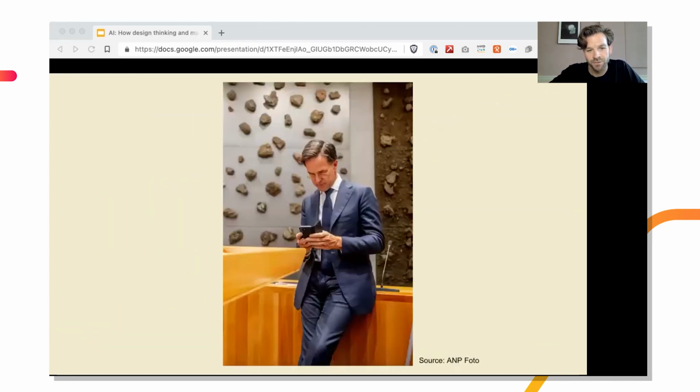Does anyone know who this person is? I think most Dutch people will, but maybe Flemish people or people from abroad might not know this Dutch person. So if you know who it is, you can put his name in the chat, and I'll tell you a bit more about it. I'll just wait a little bit and see if people are using the chat.